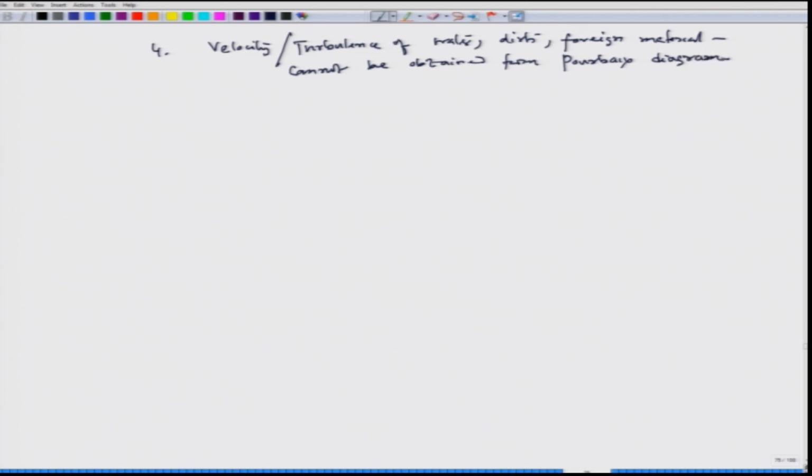So, it is very clear that though the Pourbaix diagram gives a lot of information about the possibilities, it cannot give us any information about the actual happening. So, in order to know the actual happening, we need to understand the kinetics of corrosion.